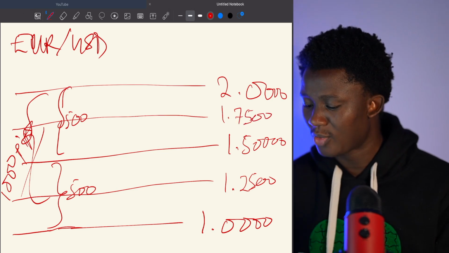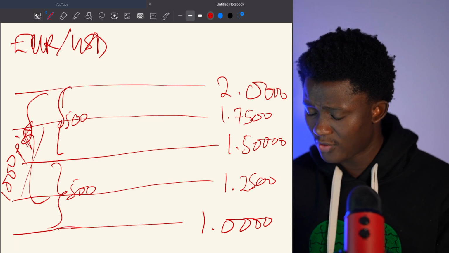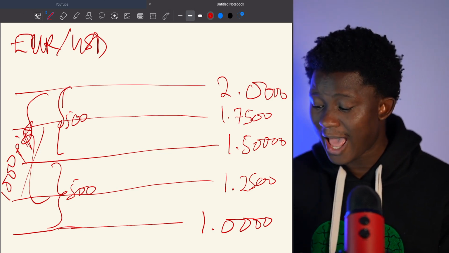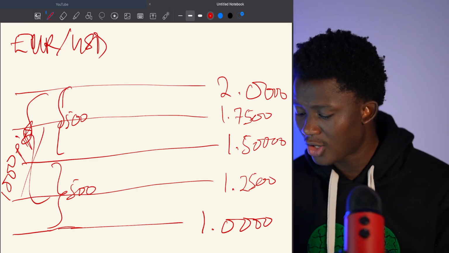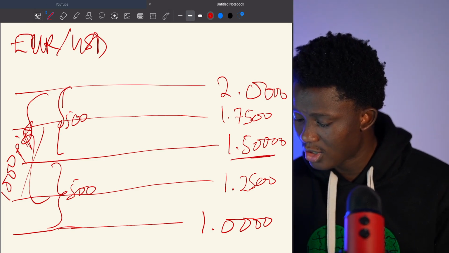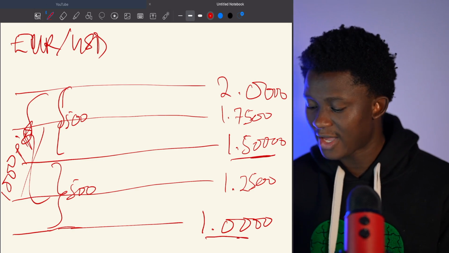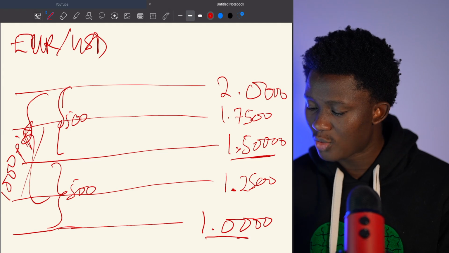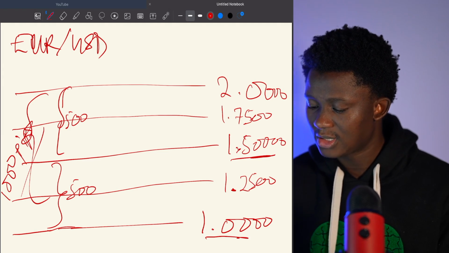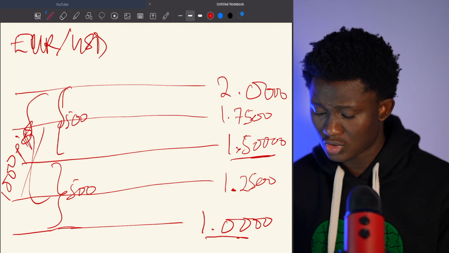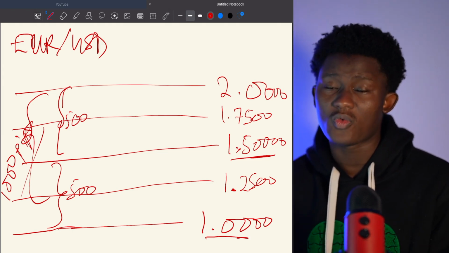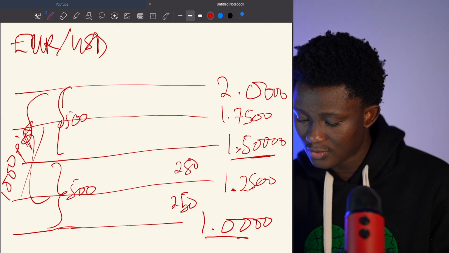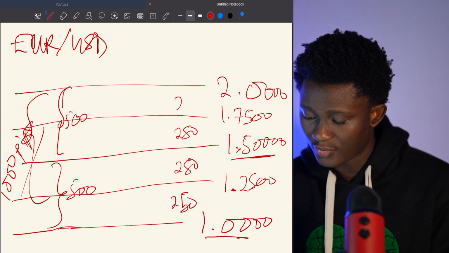How did I come by the 1.2500, 1.7500? If you want to come by it again, I've established a simple arithmetic: adding two figures and then dividing by two. How do you add it? You add 1.500 plus 1.000 divided by 2, which gives you 1.2500. Or you can do 1.500 plus 2.000 divided by 2, which gives you 1.7500. So at the end of the day, you realize that I've divided this into 4 equal parts of what? 250 here, 250 here, 250 here, and 250 here.